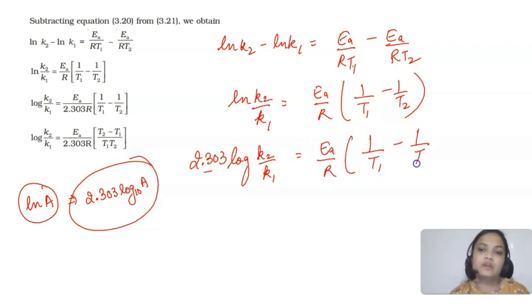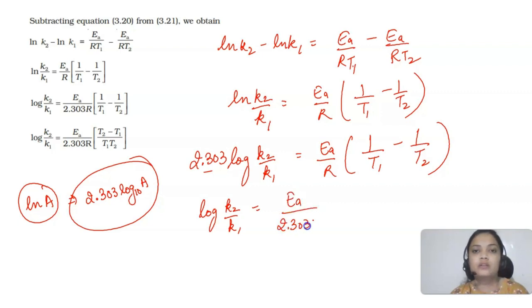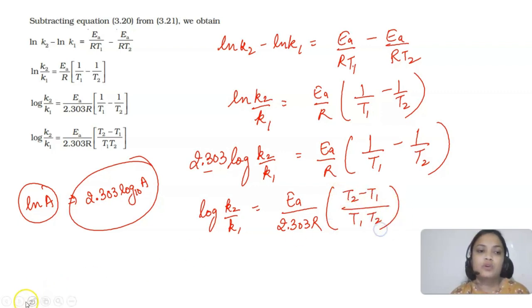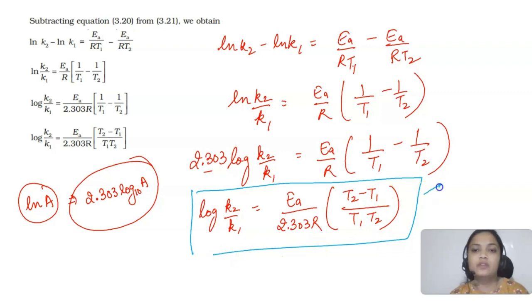1/T1 minus 1/T2. So 2.303 R we will take to the right-hand side. So Ea upon 2.303 R. You can take the LCM here: (T2 minus T1) upon T1 T2. When you take this LCM, this is the relation that you have to remember. This will be the one that will be used for the numericals.